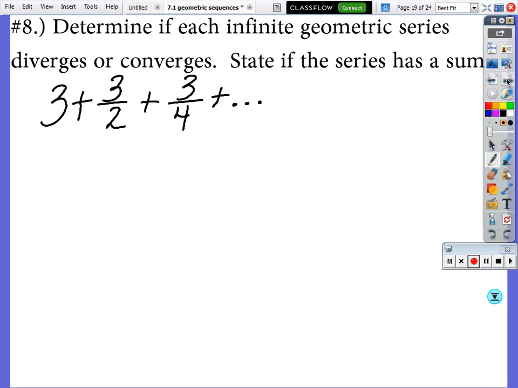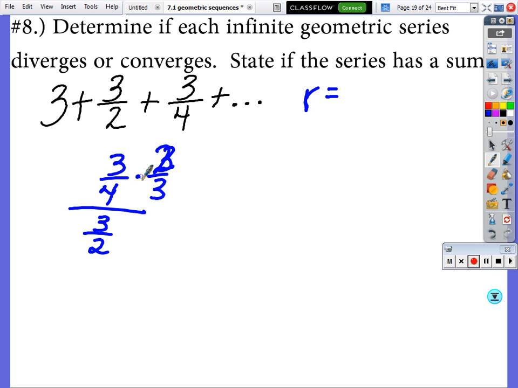So number 8, it says determine if each infinite geometric series diverges or converges, state if the series has a sum. So looking at this one, I've got to figure out my R first. So like algebraically, you could do this by going 3/4 divided by 3/2. So you flip the second and multiply, so that would be 2/3, so to multiply by 2/3. So then 3's are gone, so we get 2/4, so that's 1/2. So R is equal to 1/2.